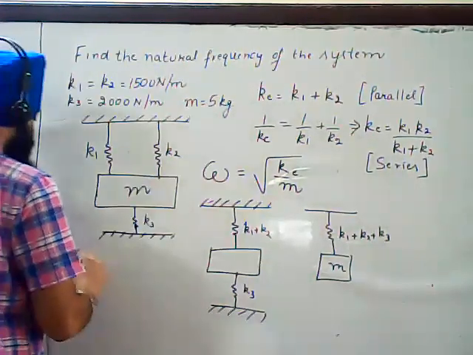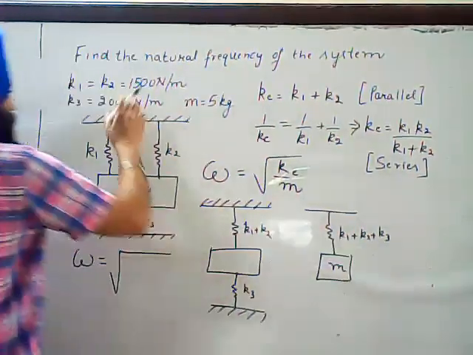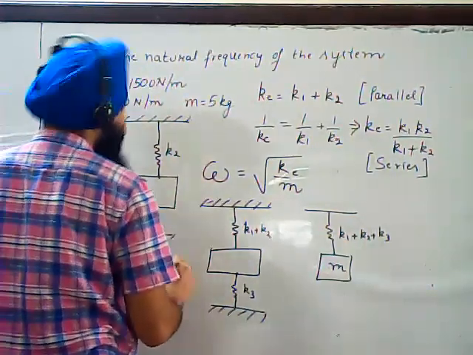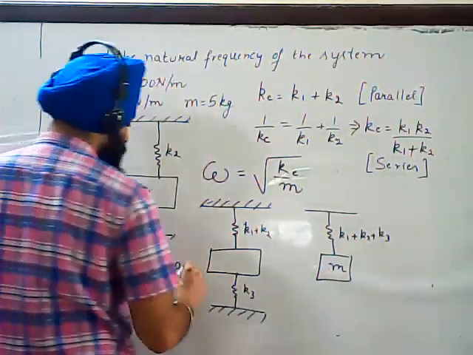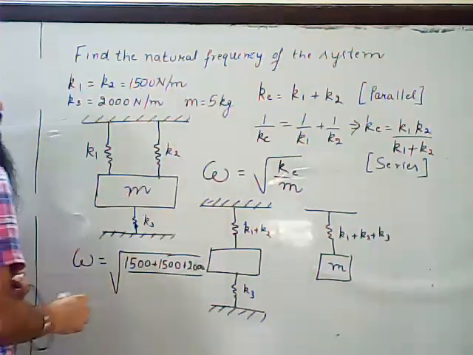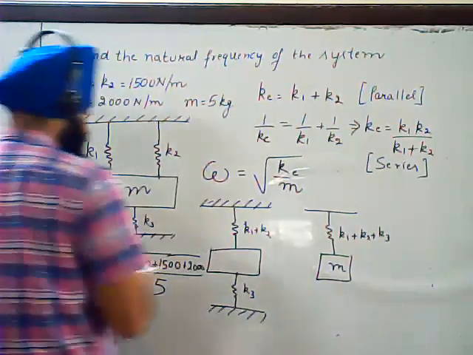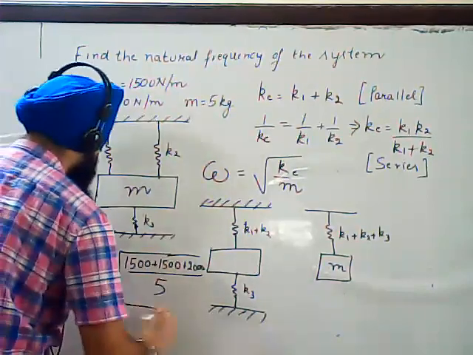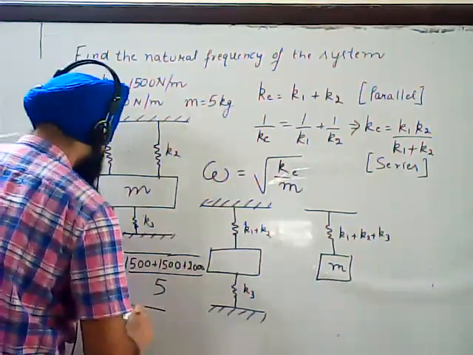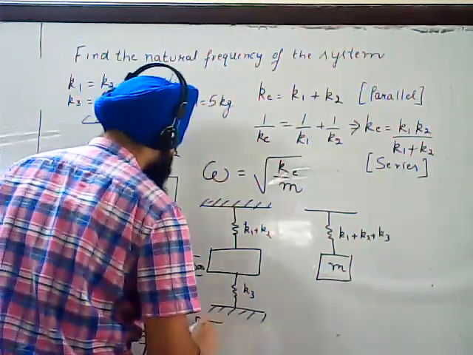So the value of omega will be under root k upon m. The value of k will be K1 plus K2 plus K3. So it will be 1500 plus 1500 plus 2000 divided by m. The value of m is 5. So 15 plus 15 plus 20. 15 plus 15, 30. 30 plus 20, 50. It will be 5,000 divided by 5, or it will be equal to under root of 1000.